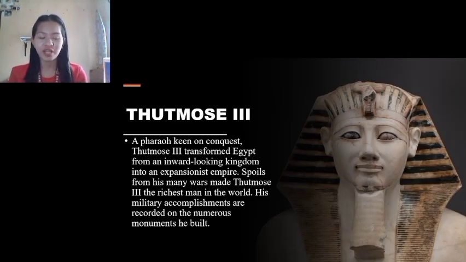Thutmose III, a pharaoh king on conquest. Thutmose III transformed Egypt from an inward-looking kingdom into an expansionist empire. Spoils from his many wars made Thutmose III the richest man in the world. His military accomplishments are recorded on the numerous monuments he built. An expansionist empire refers to a state obtaining greater territory through military building or colonialism.